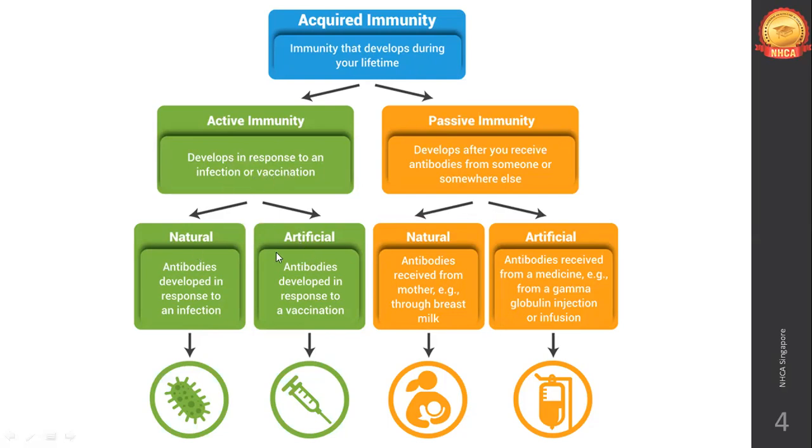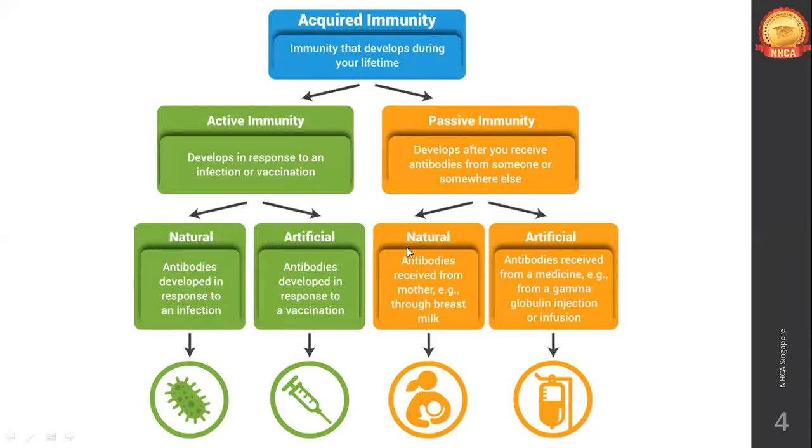Natural or artificial. Natural is antibodies developed in response to infection. When the child is born, the child fell sick because of some infection. Okay. That is the natural form of active immunity. The child's body registered that information of an infection. Antibodies were made so that in future, whenever the child gets that infection, the body can easily attack it. Okay. So that is natural active immunity.